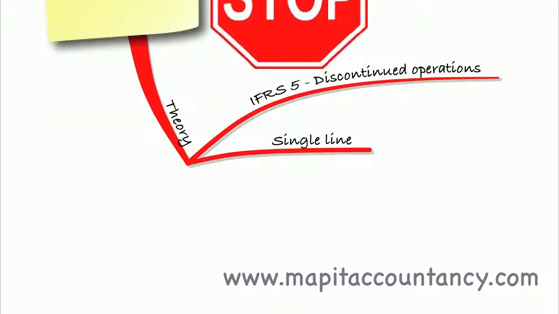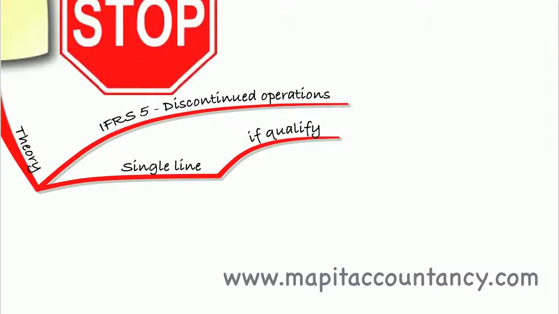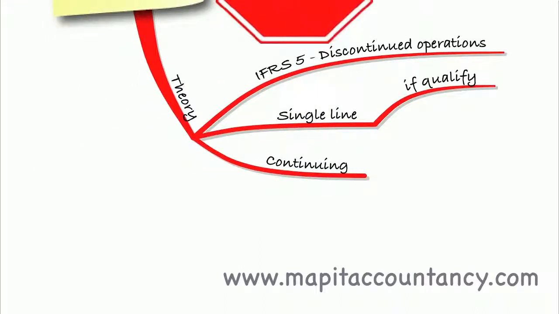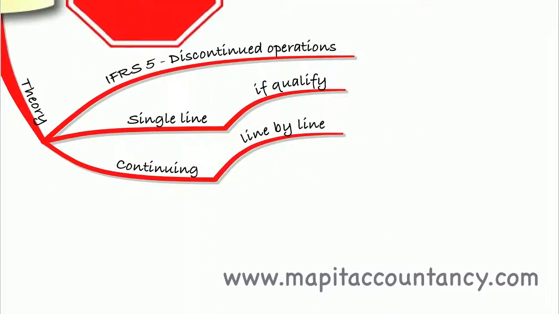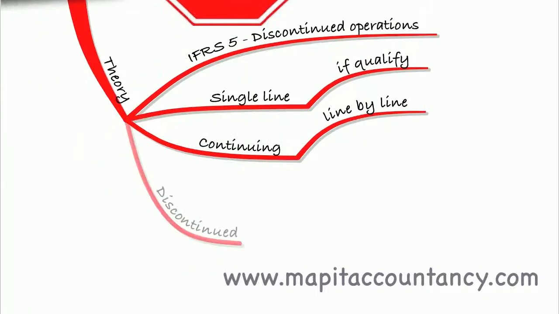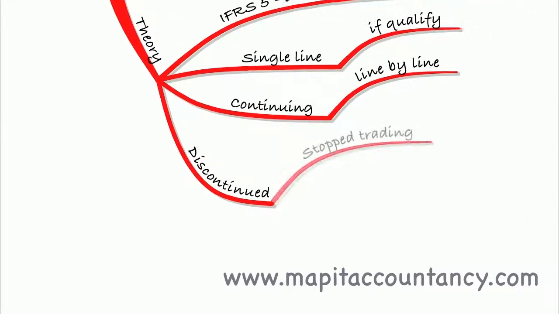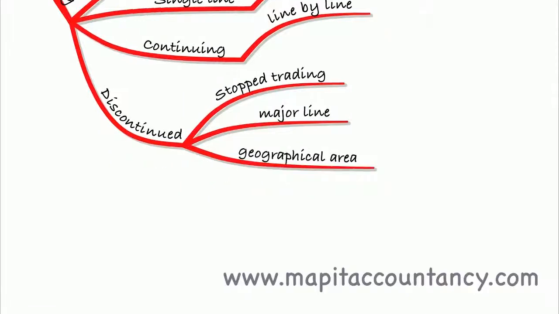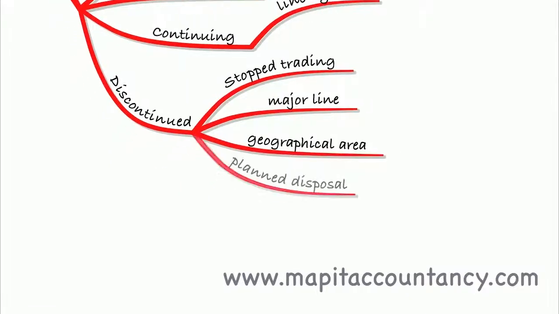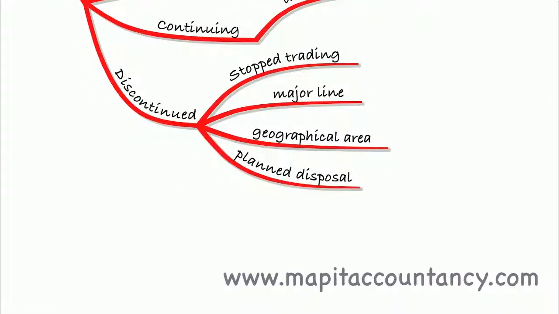Remember, if you qualify for this, you can present that operation on a single line in the statement of financial position and the income statement. And then we can have it, if it's continuing operation, line by line. So that's the difference between the two. Single line if it qualifies. If it's a continuing operation, we consolidate line by line. So to be a discontinued operation, remember it will need to have stopped trading. It could be a major line of your business or a geographical area. And there needs to be a planned disposal of this operation.